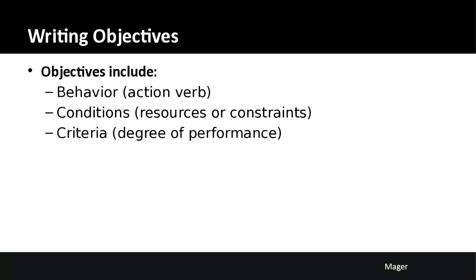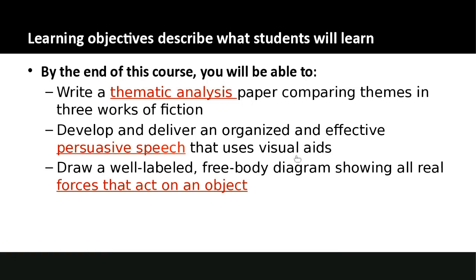So let's break that down into more bite-sized chunks, more specificity. Learning objectives describe what students will learn. So by the end of this course, you will be able to write a thematic paper. What we want them to learn is how to write a thematic analysis paper, but we also want them to know how to do a thematic analysis of something, and they're going to demonstrate that through a paper. We want our students to be able to speak in a persuasive manner. And so what we're asking them to learn about is what a persuasive speech is all about and how they can develop and deliver one. So this is really the crux of what we're hoping they'll learn.